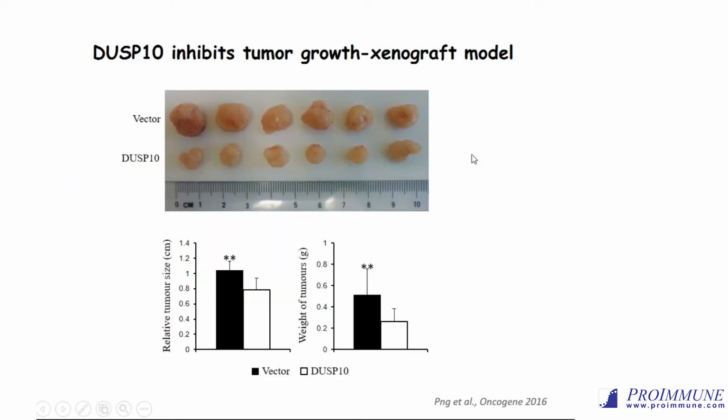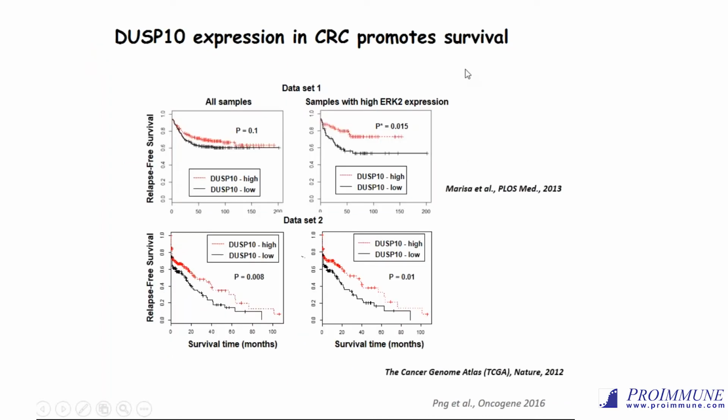In addition, we also inoculated these vector expressing and DUSP10 expressing colorectal cancer cells into immune deficient mice. And as shown here, you can see that overexpression of this gene greatly inhibited the formation of these colorectal tumors in vivo. So together, this data shows that DUSP10 is able to inhibit human colorectal cancer growth.